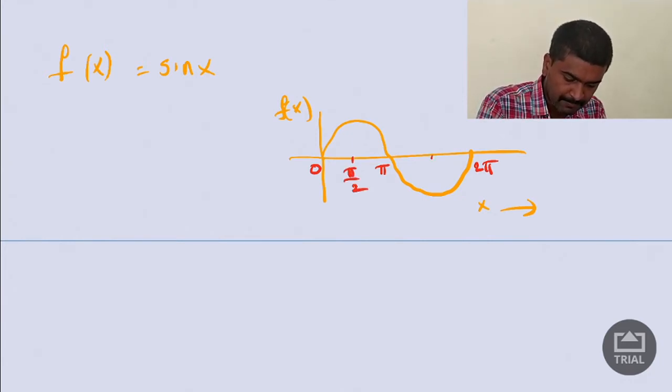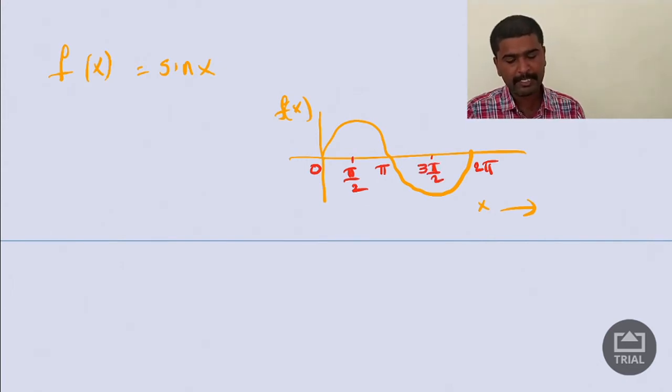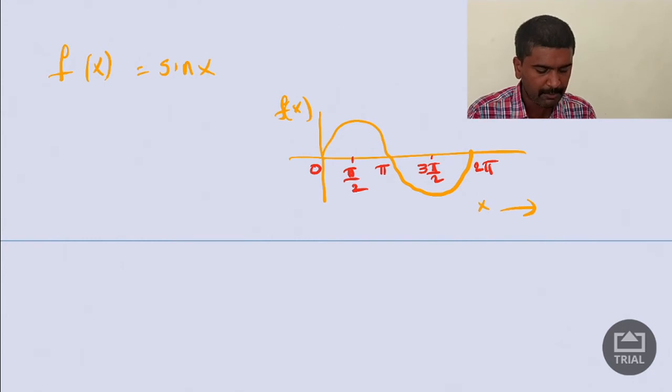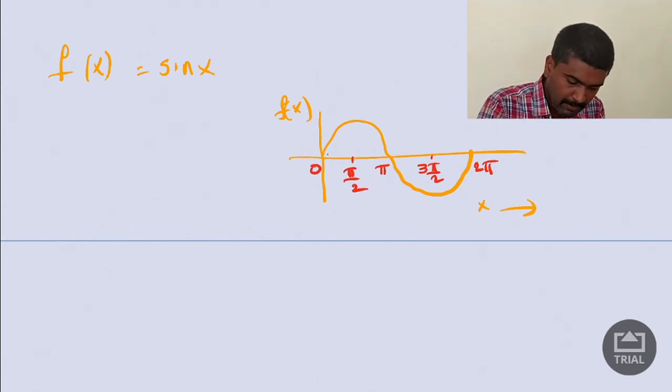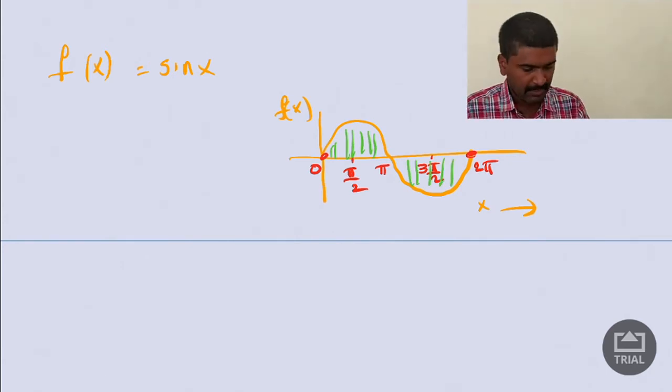When x is 3 pi by 2, you get again a minimum, so minus 1. So this is your sine function. Now I need to find the area under the sine curve from, let us say, 0 to 2 pi. From 0 to 2 pi means from here to here. So this will be your area. You have to add this area and that area. Let us see what that is.